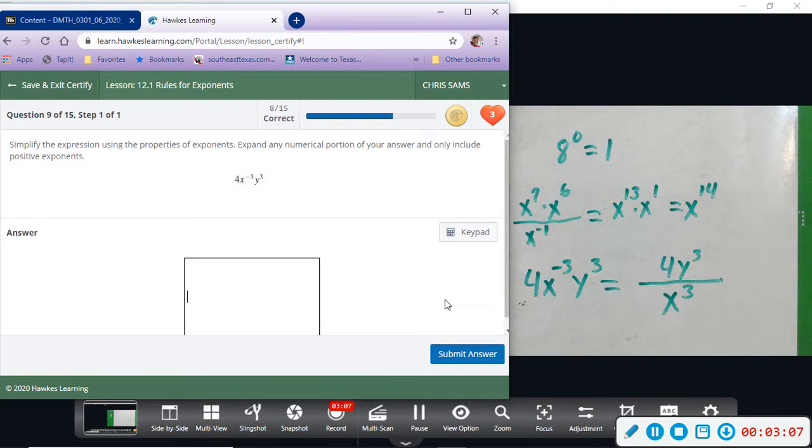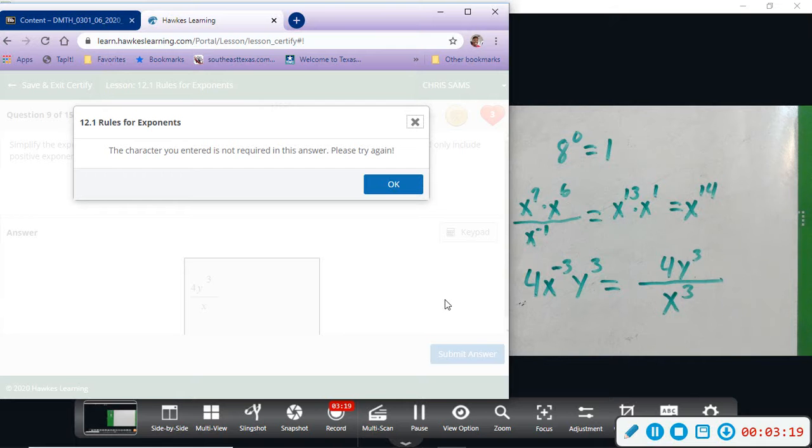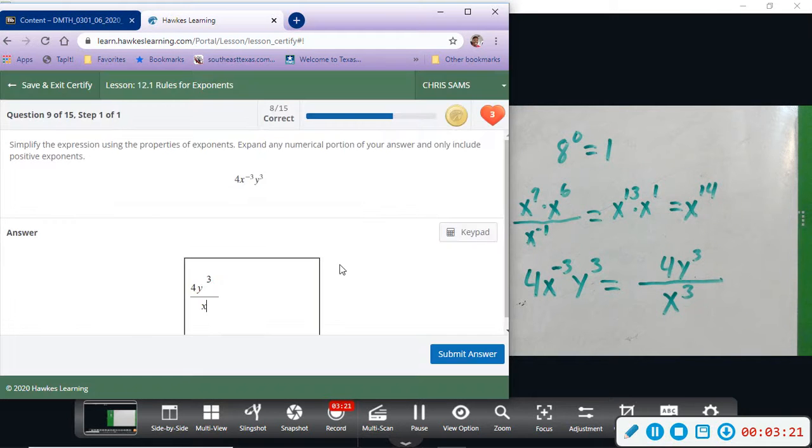So this expression is going to be 4 y to the 3rd, and then we get x to the 3rd. Hit the wrong button. Raised to the 3rd.